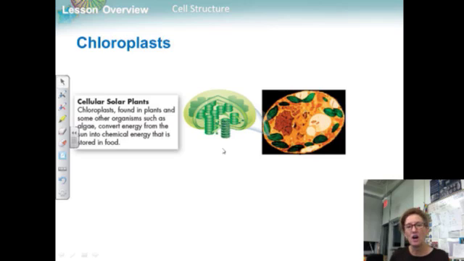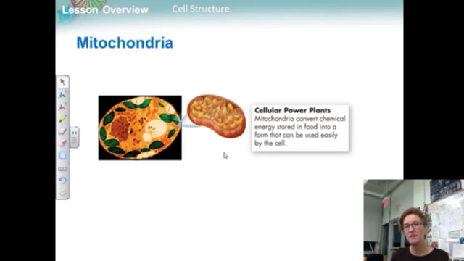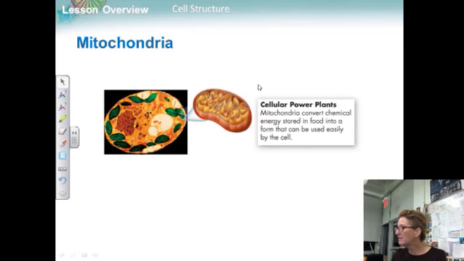So, nearly all eukaryotic cells, including plants, contain mitochondria. Mitochondria are the power plants of the cell. They convert the chemical energy stored in food into compounds that are more convenient for the cell to use, and that's called cellular respiration. The mitochondria is composed of two membranes. It has an outer membrane, and then this inner membrane, which is all folded up inside the organelle.